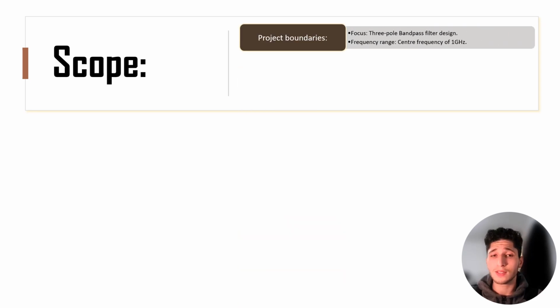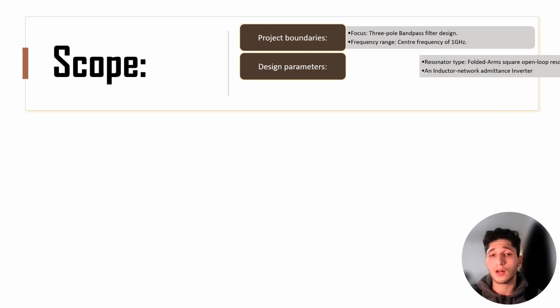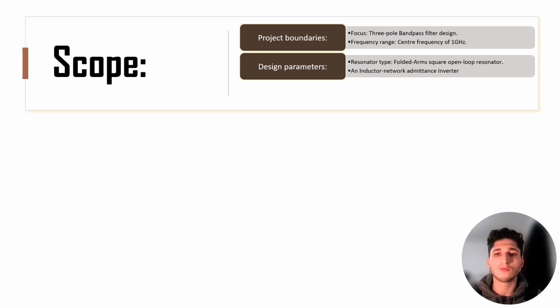Our project's scope was clearly defined, with a focus on designing a three-pole bandpass filter. We targeted a center frequency of 1 GHz, and our design parameters included the making of a folded arm square open-loop resonator, and in addition to that, the development of a schematic that included an inductor network admittance inverter instead of the basic parallel inductor capacitor or series inductor capacitor components, pushing the boundaries for traditional filter design.